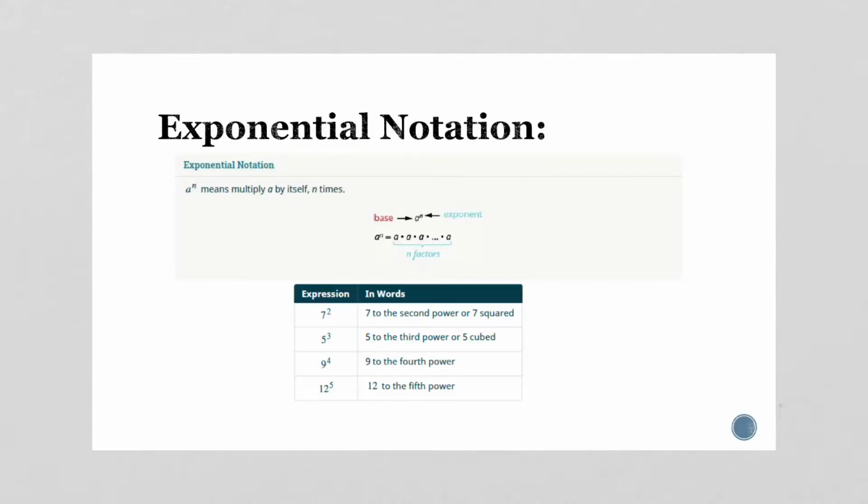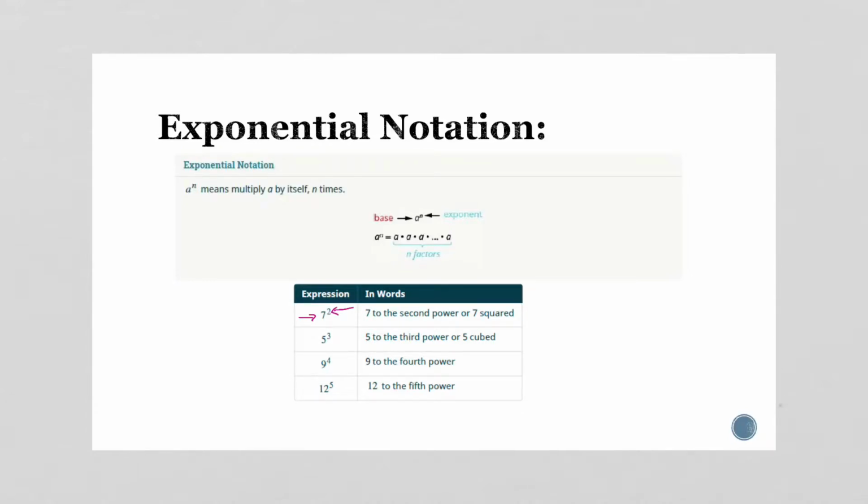All right, so exponential notation. It's important that you understand that your exponents are a superscript written in the upper right of the number. So your base is the bigger number. So in this first one, the 7 is my base, and my exponent is the 2.